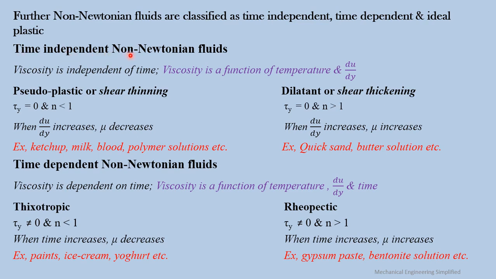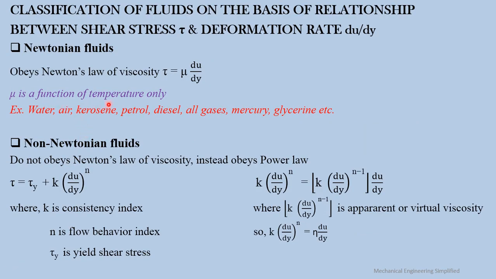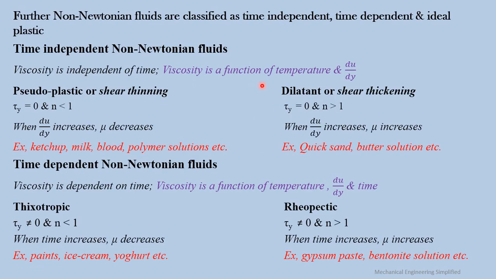What are time independent non-Newtonian fluids? In this, the viscosity is independent of time. As they are time independent, viscosity is independent of time. However, viscosity is a function of temperature and du by dy. Earlier, in the case of Newtonian fluid, it was only a function of temperature. But in the case of non-Newtonian fluid, it is a function of du by dy also.